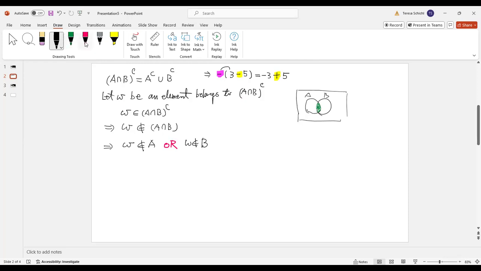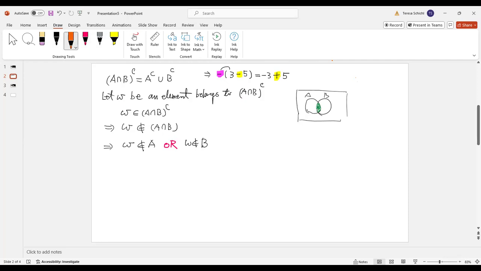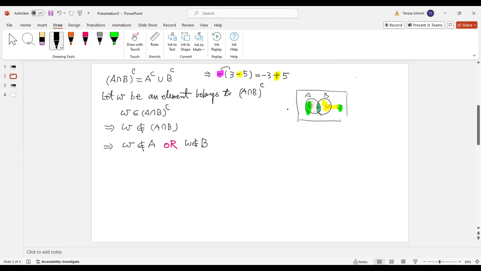Let's take a look here. Because W does not belong to A intersect B, W could be here, or here, or here. When W is in these regions, W is definitely not in B. The same thing here: if W is in this region, then W is not in A. But I don't know which one, so that's why this becomes an or. So W does not belong to A, or W does not belong to B.